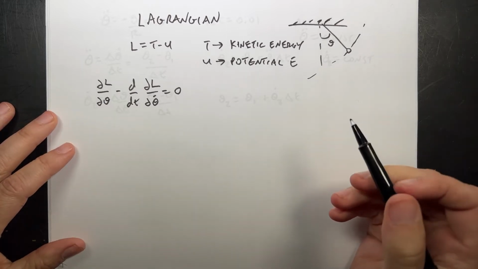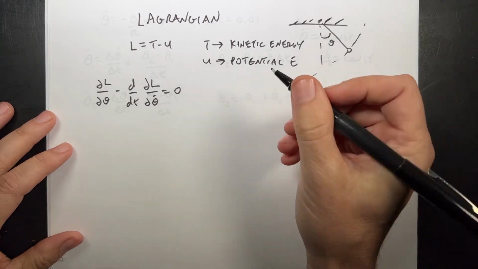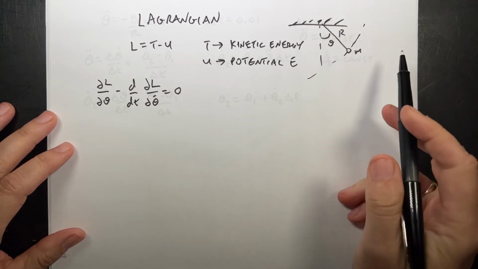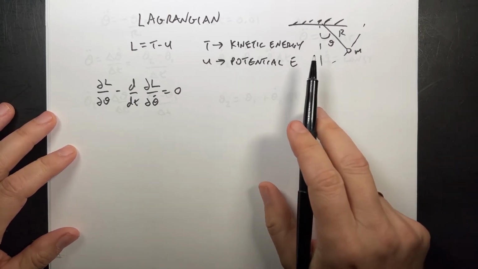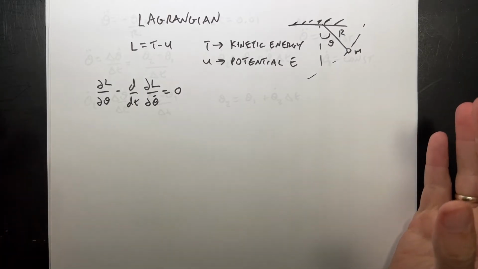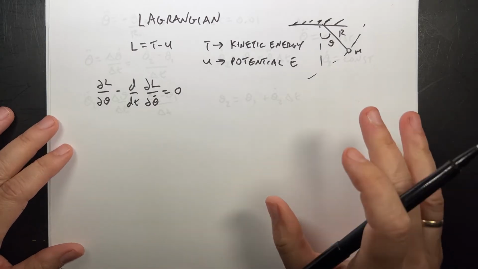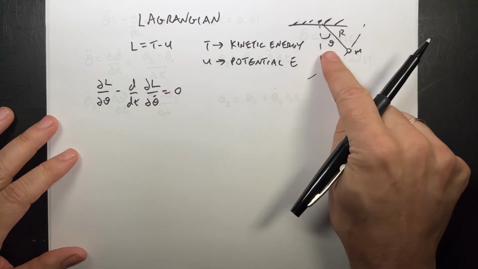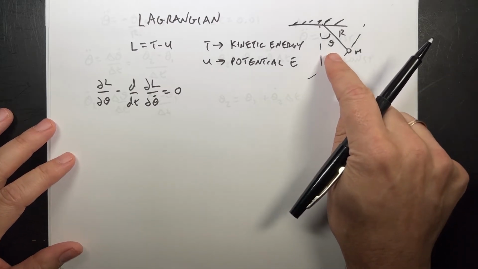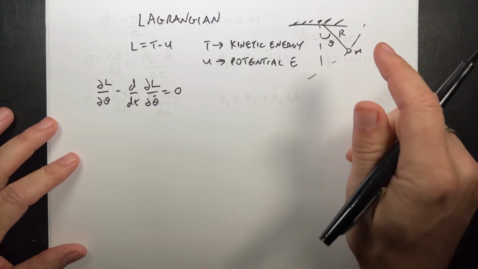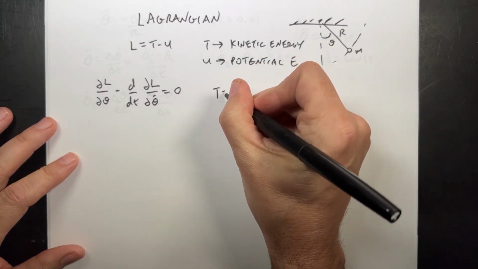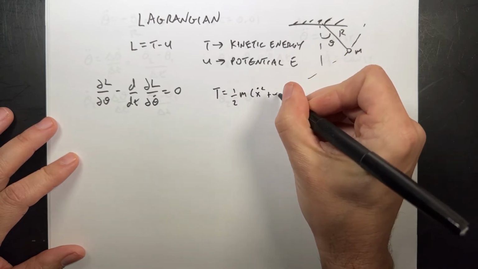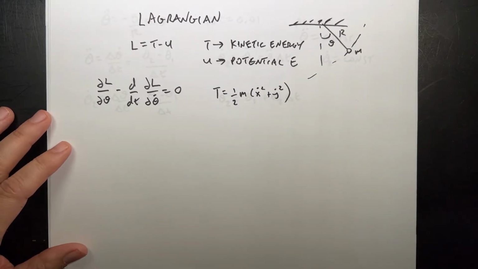So let's write the kinetic energy. This is a mass m, that's distance r, and that's the angle theta. I actually don't know the kinetic energy for this, and we could say, oh, it's polar coordinates, we know what it is. I'm going to give you the very fast version of this. If I don't know how to write kinetic energy, which I don't, then I write it in terms of Cartesian coordinates. In Cartesian coordinates, the kinetic energy is 1/2 m times x dot squared plus y dot squared.